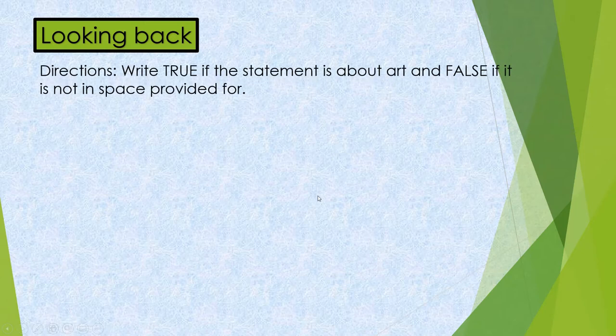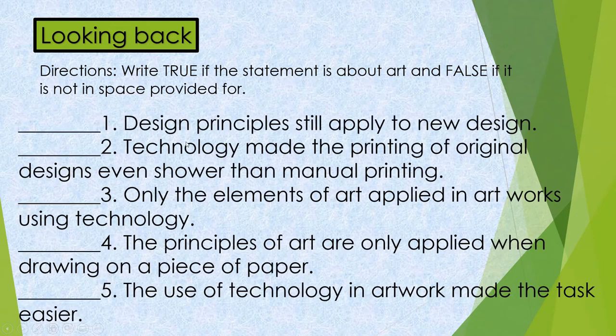So here are the directions. Write true if the statement is about art and false if it is not in a space provided for. So let's begin. Number 1, design principles still apply to new design. So the answer is true. Number 2, technology made the printing of original designs even faster than manual printing. The answer is yes, of course, it's true.